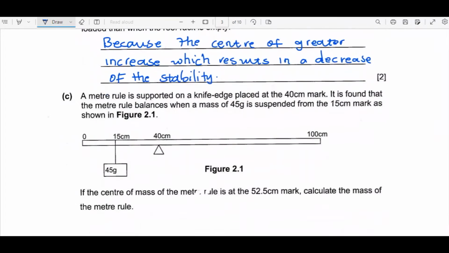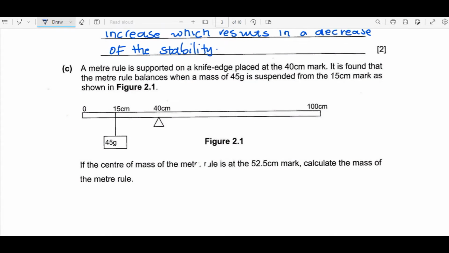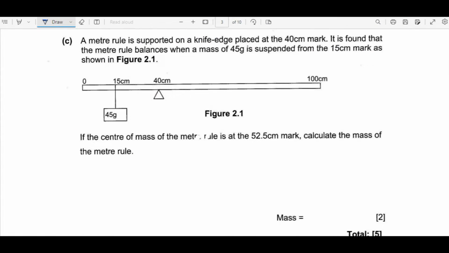Okay, we move on to question C. A meter rule is supported on a knife edge placed at the 40 centimeters mark. It is found that the meter rule balances when a mass of 45 grams is suspended from the 15 centimeter mark as shown in figure 2.1. Okay, so now we are told if the center of mass of the meter rule is at 52.5 centimeter mark, calculate the mass of the meter rule.